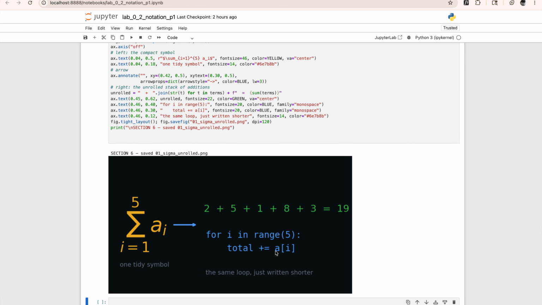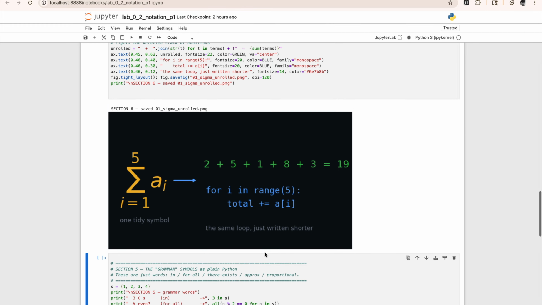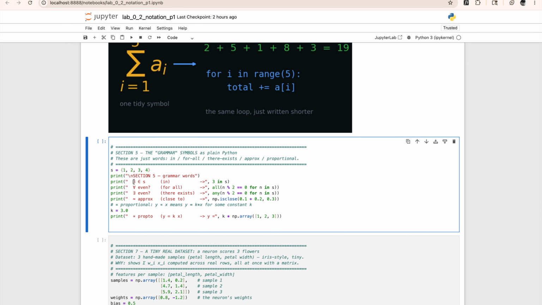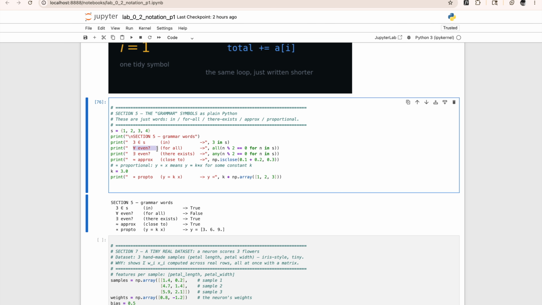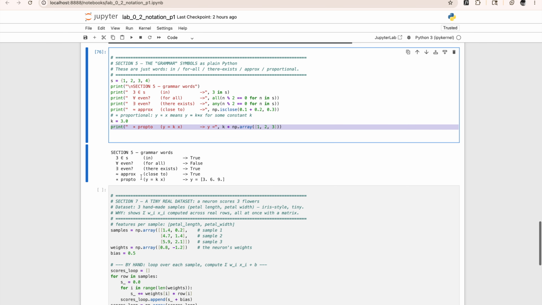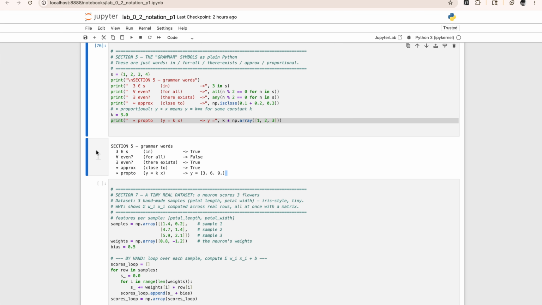A few symbols are just English words. The little E shape means in, as in, is this item in the set. The upside down A means for all. The backwards E means there exists. The wavy equals means approximately. And the proportional sign means one thing grows in step with another. Each is a one-line check in Python.